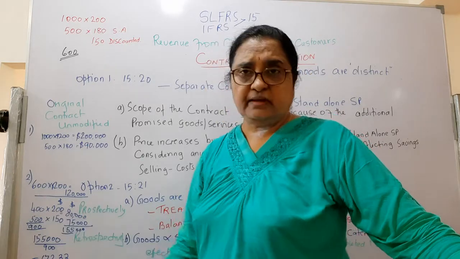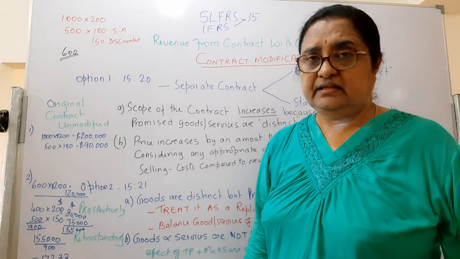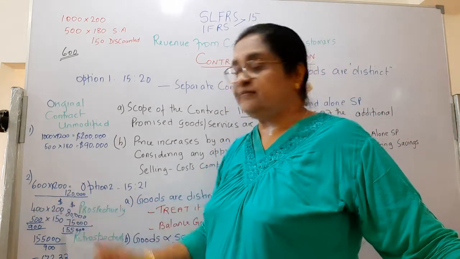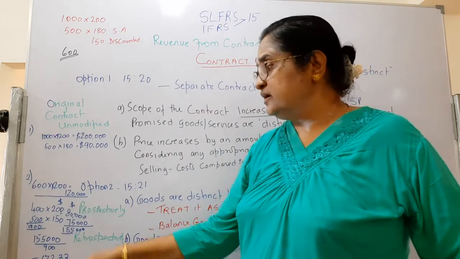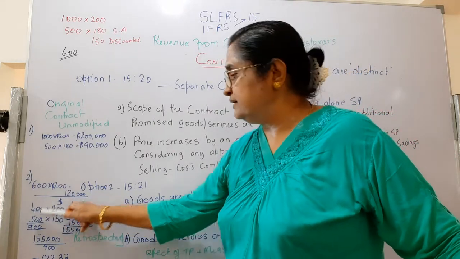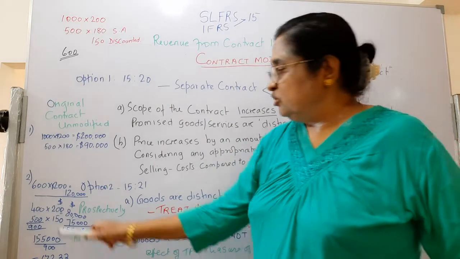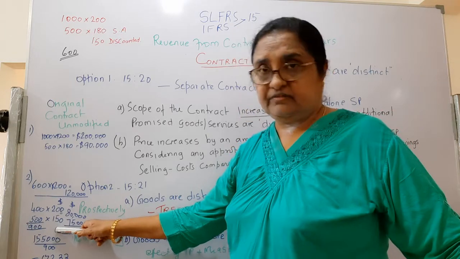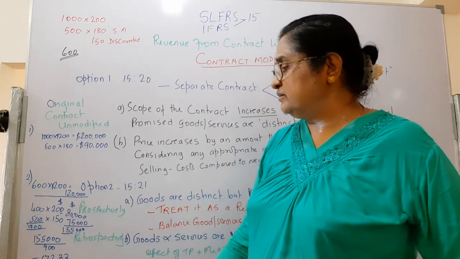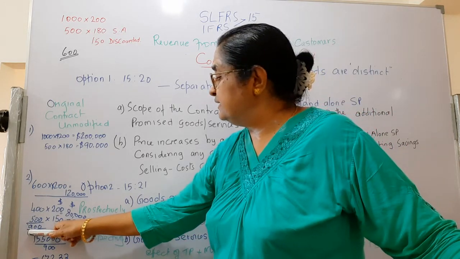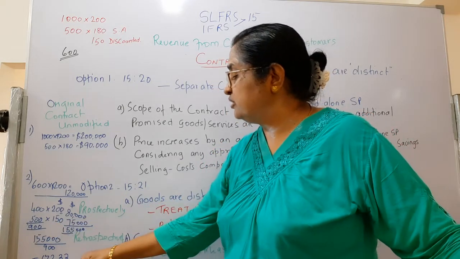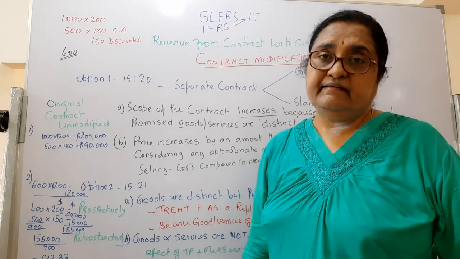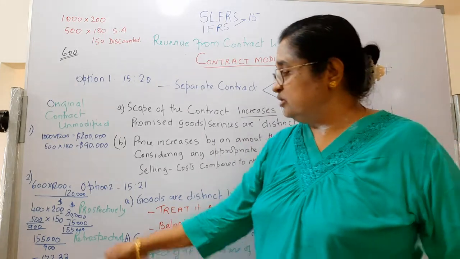The balance performance obligations, the goods and services that have to be delivered: from the original contract, 400 laptops you had to deliver. From the new contract you had to deliver 500. Treat it as a new contract. So 400 at 200 is 80,000. 500 at 150 is 75,000. So you are selling 900 for 155,000. Your selling price will be 172.22. It is a weighted average price. That's how you treat it.